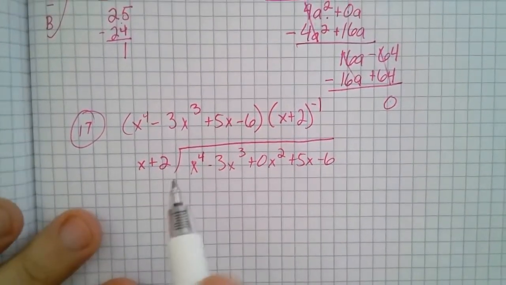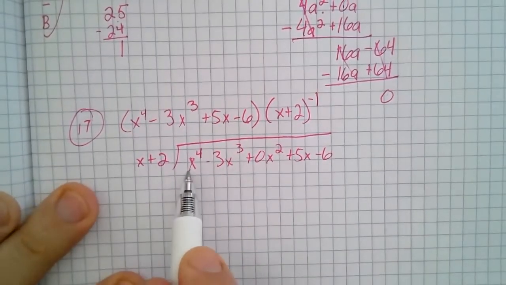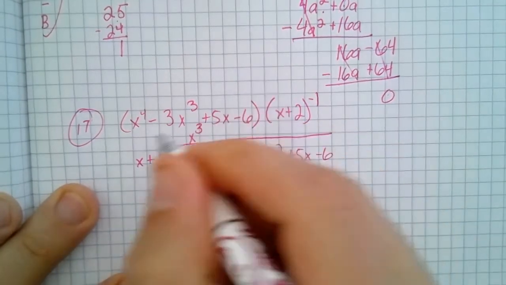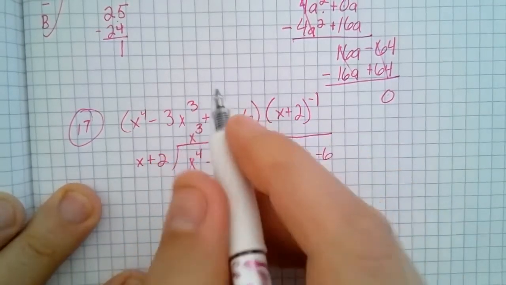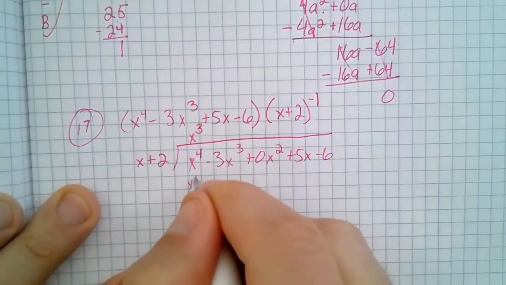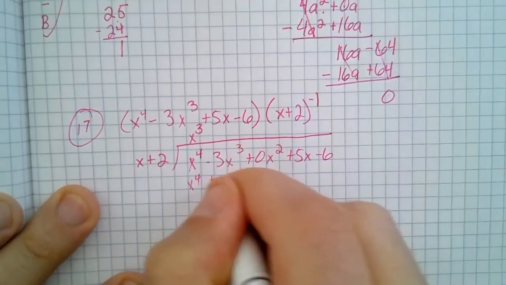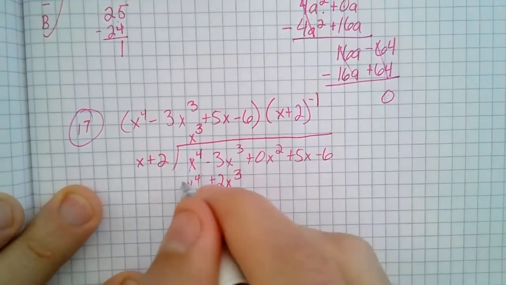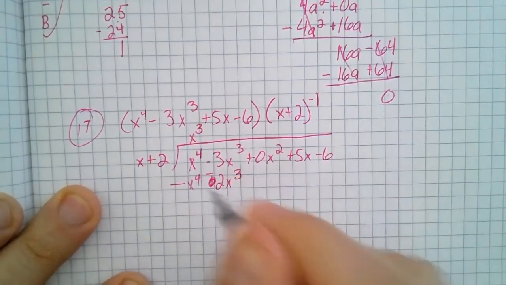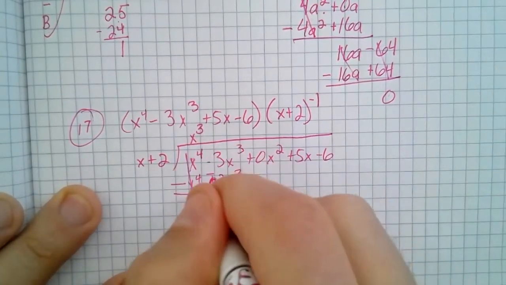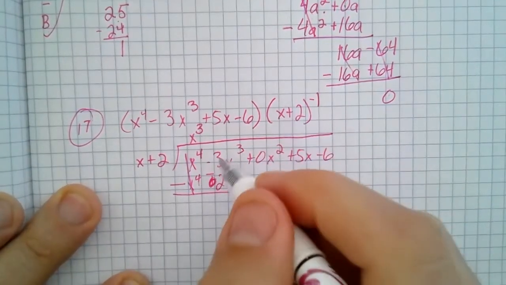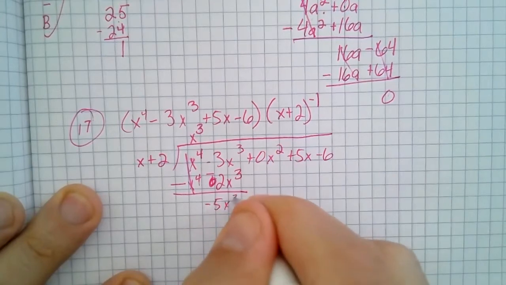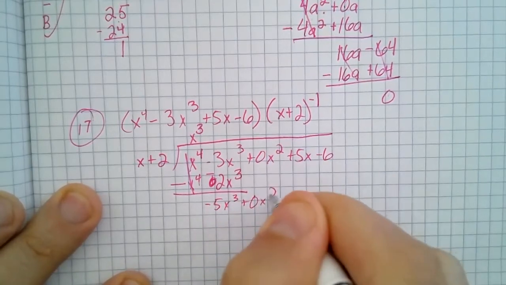All right, so x going into x to the fourth. That's going to give us x to the third because we're dividing it. That's the divide step. We multiply now. x cubed times x is x to the fourth. x cubed times 2 is 2x cubed. Then we're going to do our subtract step, which means we change the sign of everything in that second line. These are going to cancel. Negative 3x cubed and negative 2x cubed is negative 5x cubed, and we pull down the next term.